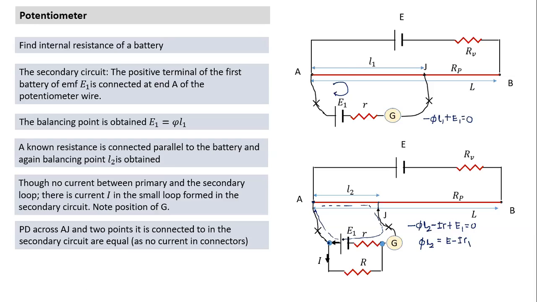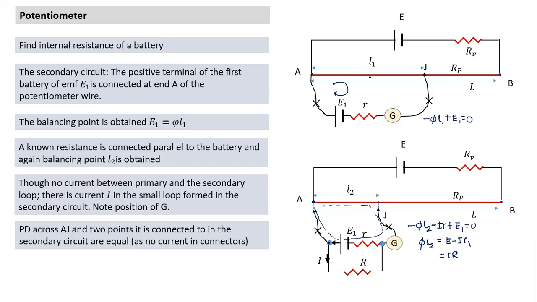It measures L2. Or if I take this loop also, this E minus IR can also be written as I into capital R, because I could have taken this loop. So the potential difference between two points, one along this path, can be written as E minus IR, and it can be written as I into capital R. Both are the same. So this is phi L2. These are the two conditions we have.